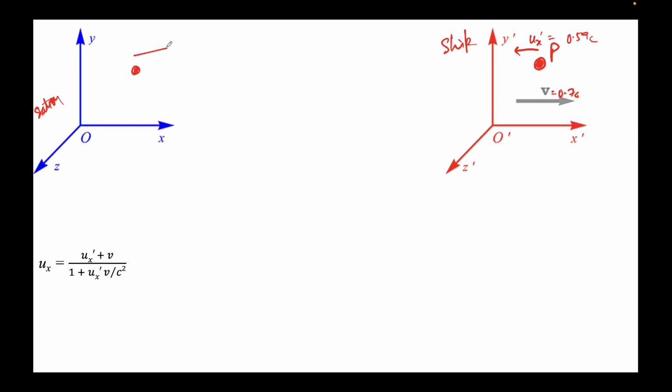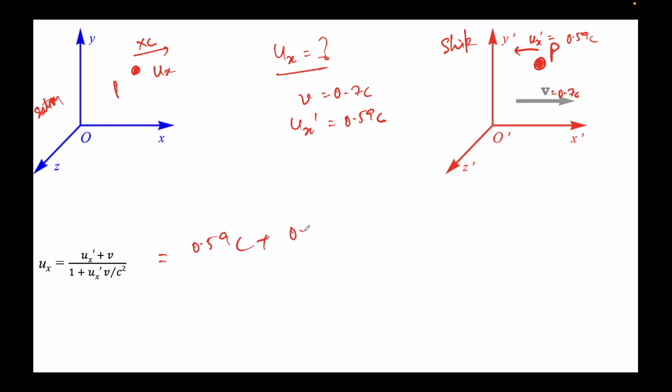We need to find the velocity of this probe P here as xc. This is nothing but what we denote as ux, so we need to find the value of ux. V is given as 0.7 c and ux prime is given as 0.59 c. I'll simply plug into the formula: ux equals ux prime, 0.59 c, plus v, 0.7 c, divided by 1 plus ux prime times v over c squared, that is 0.59 into 0.7.